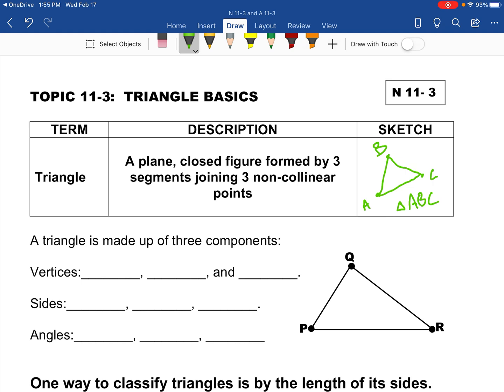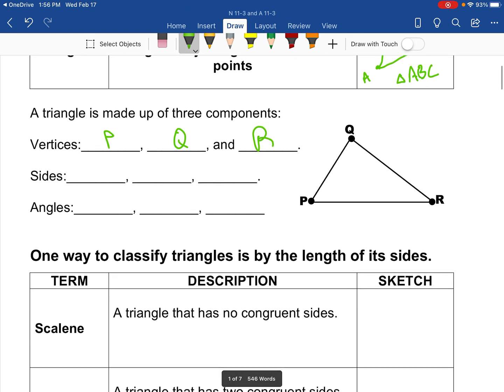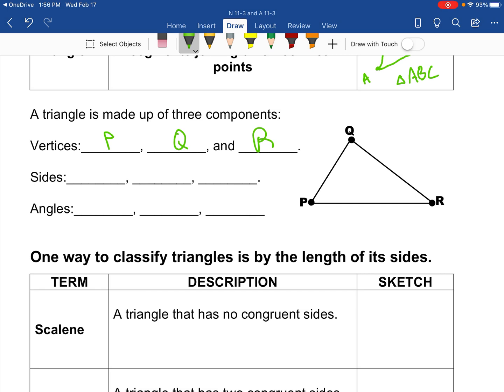Okay, a triangle is made up of three components. Vertices, or points. So for example, this triangle PQR has vertices point P, point Q, and point R. Sides: the sides are segments, so if you're asked to name a side, name them as segments. So segment PQ, using the segment symbol, segment QR, and segment RP. And those could be switched and they would be fine.